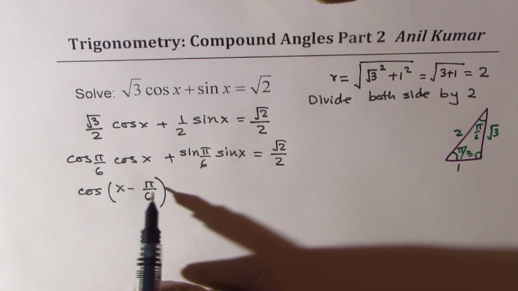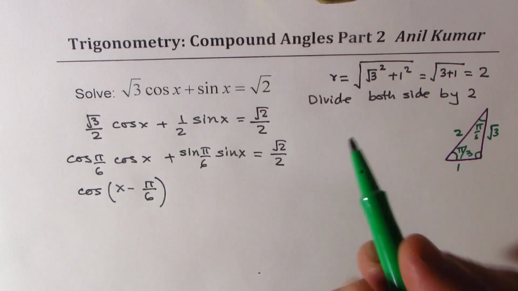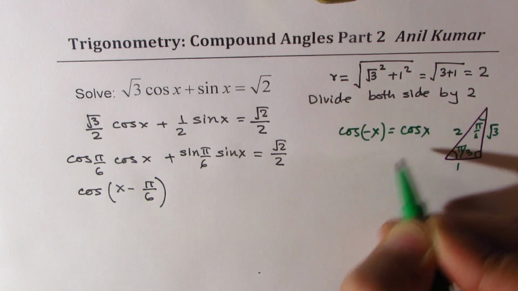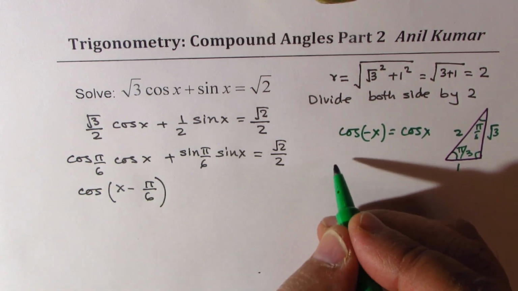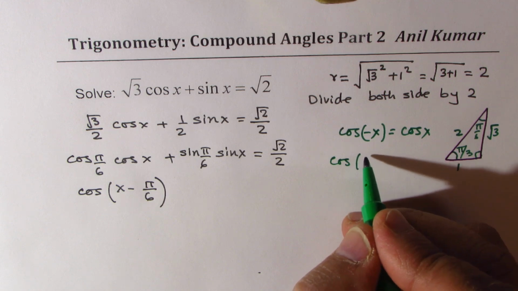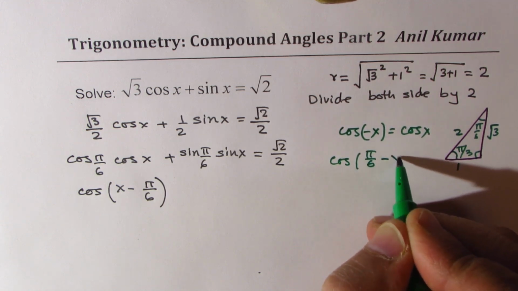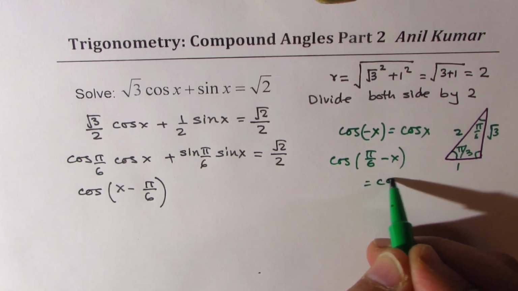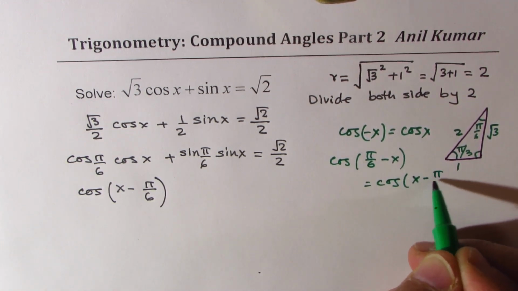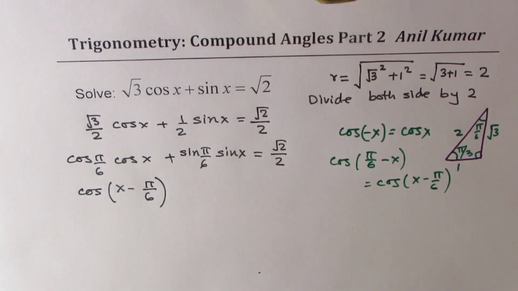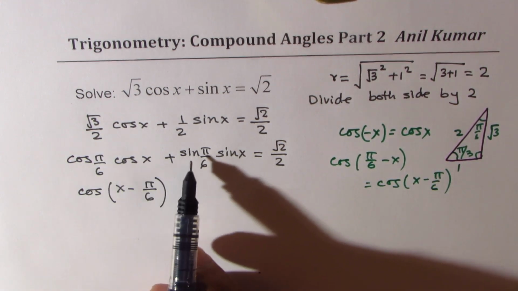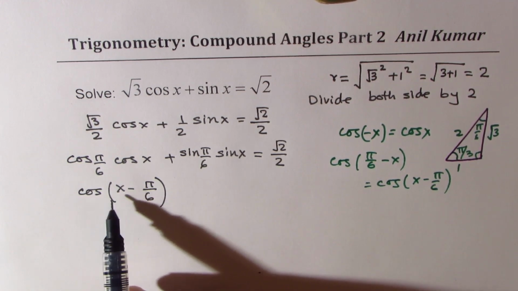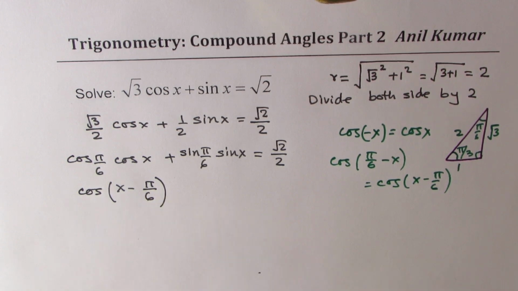Well, in the cosine function, we know that cos of minus x is also equal to cos x, right? So, strictly speaking, I should have written this as cos of pi by 6 minus x. But this is the same as cos of x minus pi by 6. Okay? Or I could have written pi by 6 as the second number. Either way, for cosine, interchanging this position doesn't make much difference.